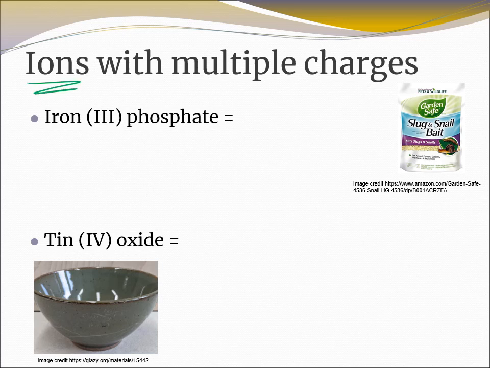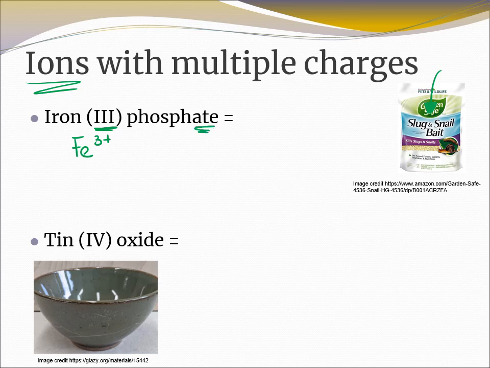Sometimes these ions with multiple charges, our transition metal compounds, make super cool stuff. Iron 3 phosphate is a compound found in slug bait. So if you have slugs in your garden that are eating up all your leafy vegetables, you can throw some iron 3 phosphate into your garden and kill off those slugs. Iron 3 phosphate, how are we going to write the formula for iron 3 phosphate? Iron's symbol is Fe. This Roman numeral 3 tells us that this iron has a charge, an oxidation state of +3.